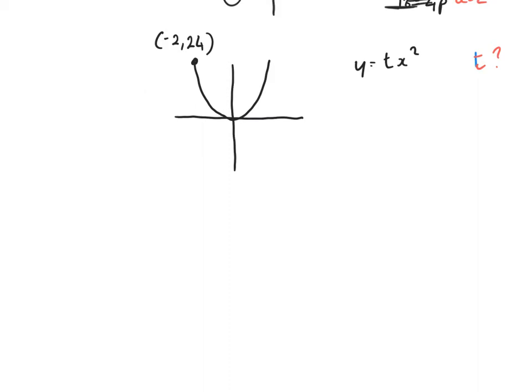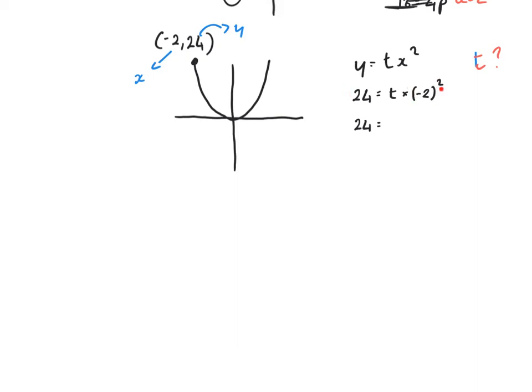I know this time that when the x-coordinate is minus 2, the y-coordinate is 24. So let's sub them in. The y-coordinate is 24, and then t times minus 2 squared. Now since I'm squaring a negative number, I'm going to just wrap a bracket around here. Okay, so that's a straight substitution. When x is minus 2, then y is 24.